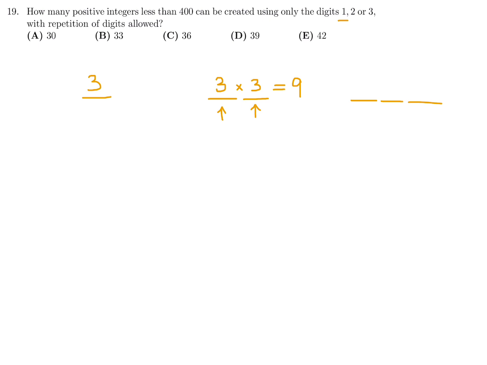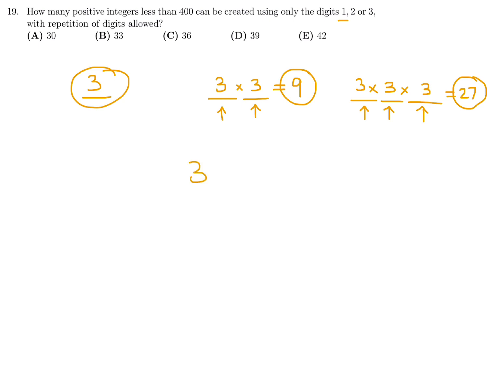For the triple digit number, in a very similar way, we have 3 choices for the first digit, 3 choices for the second digit, and 3 choices for the third digit. So 3 times 3 times 3 is 27. So to get the total, we take this 3, add it to this 9, and add it to this 27, and if you do that, you get 39. So number 19, the answer is D.